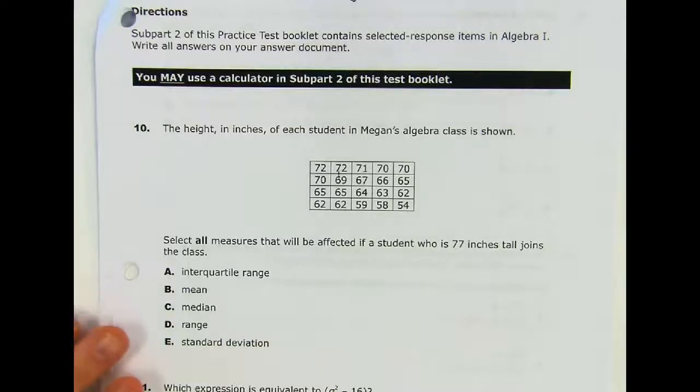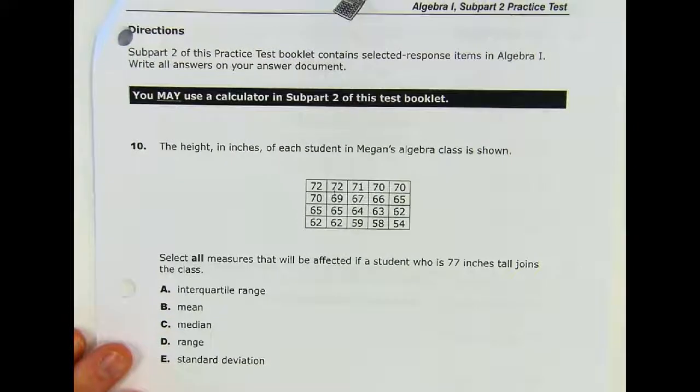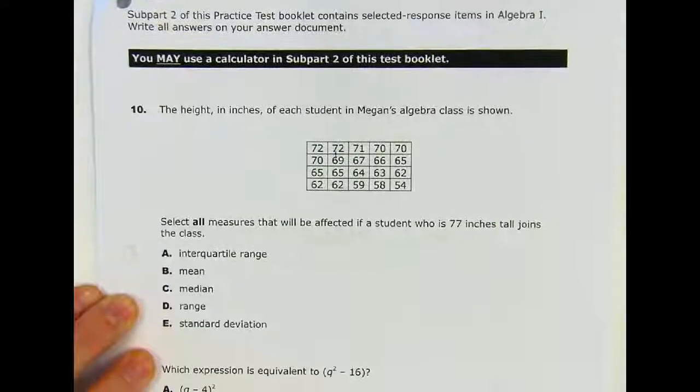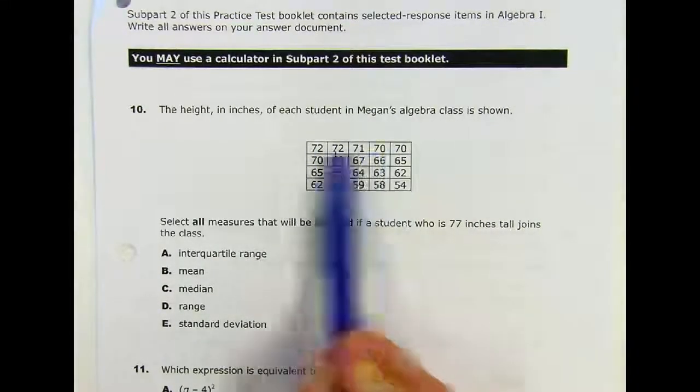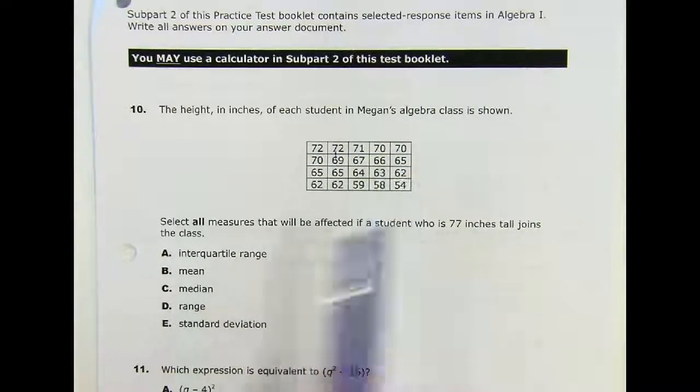This is question 10 of the Algebra 1 Subpart 2 practice test, and you may use a calculator for Subpart 2. Question 10 states the height in inches of each student in Megan's algebra class is shown. A table is provided, and if you notice the numbers are in order, in descending order. It says select all measures that will be affected if a student who is 77 inches tall joins the class.